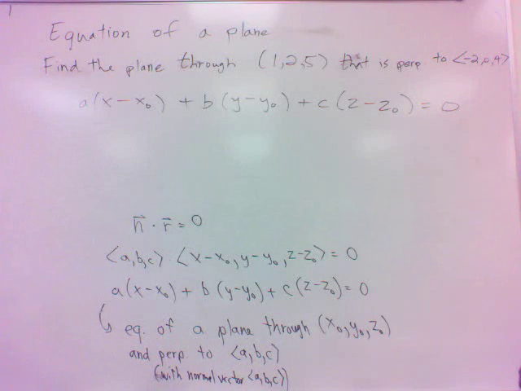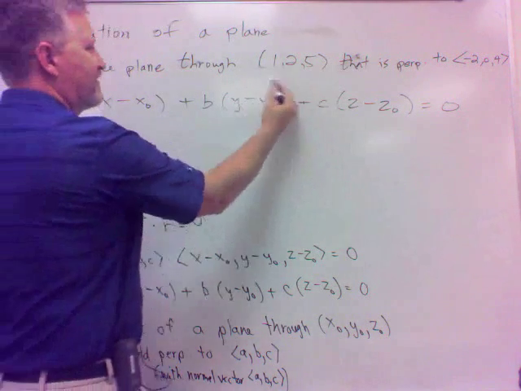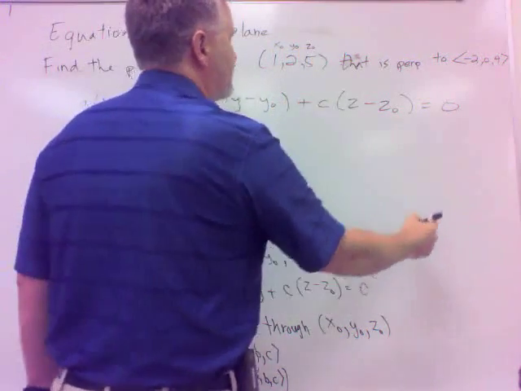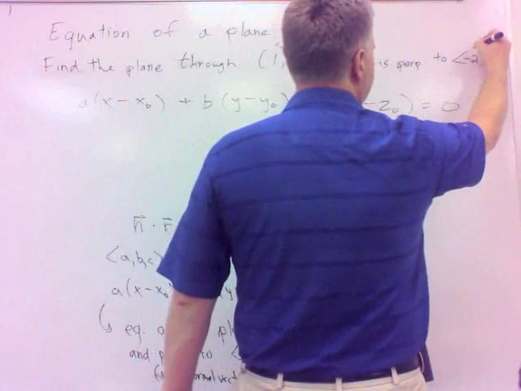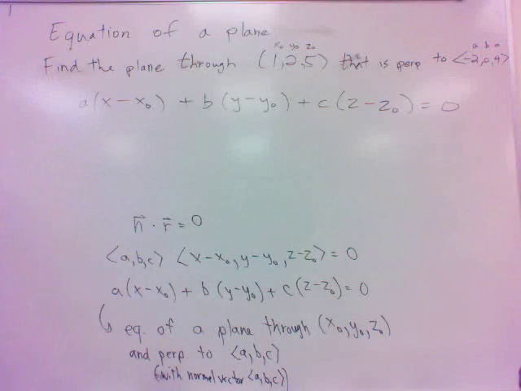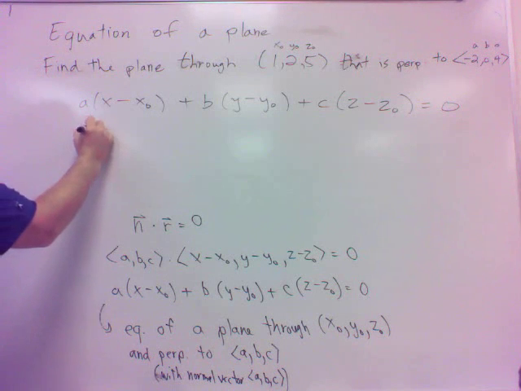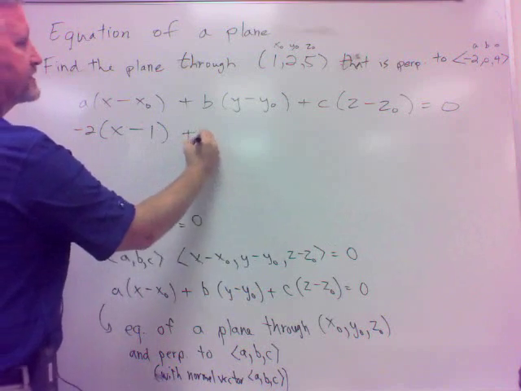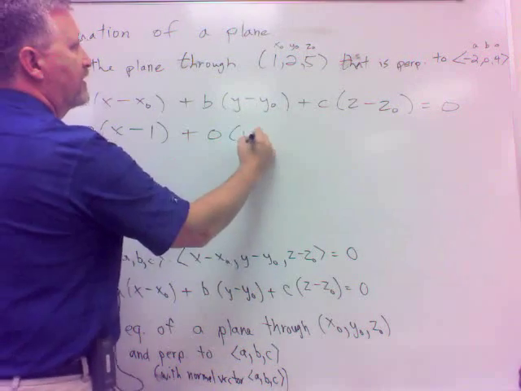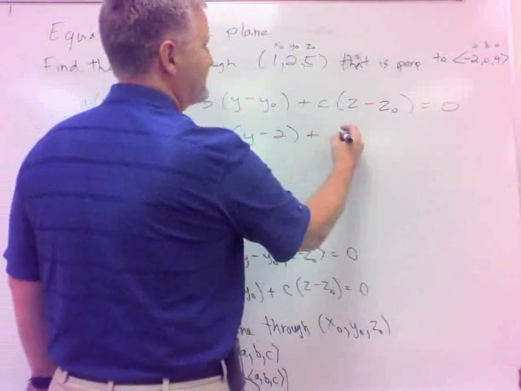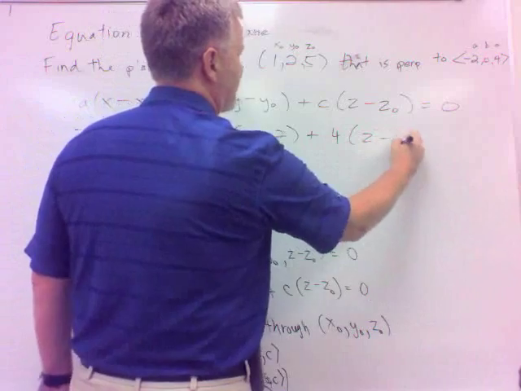And so this is the easy one because we're given every piece of information we need. What is the 1, 2, 5? That's our x0, y0, z0. And then the -2, 0, 4 is the ABC because that's the way it's set up. Okay. All right, so it'd be -2 times x minus 1 plus 0 times y minus 2, which really doesn't matter because that's 0. And then c is 4 times z minus 5.